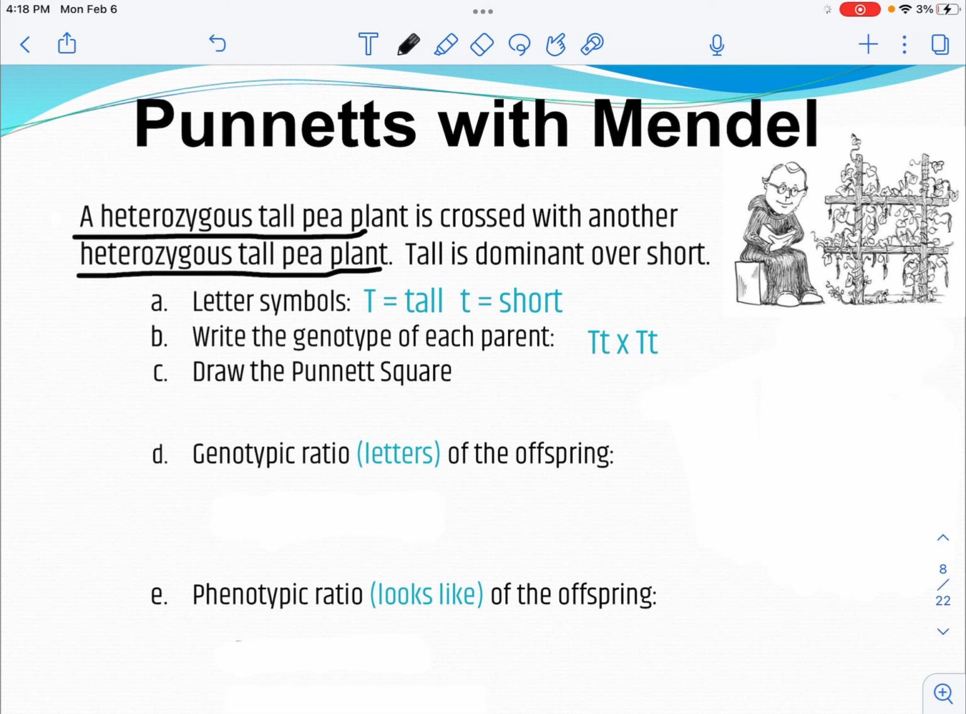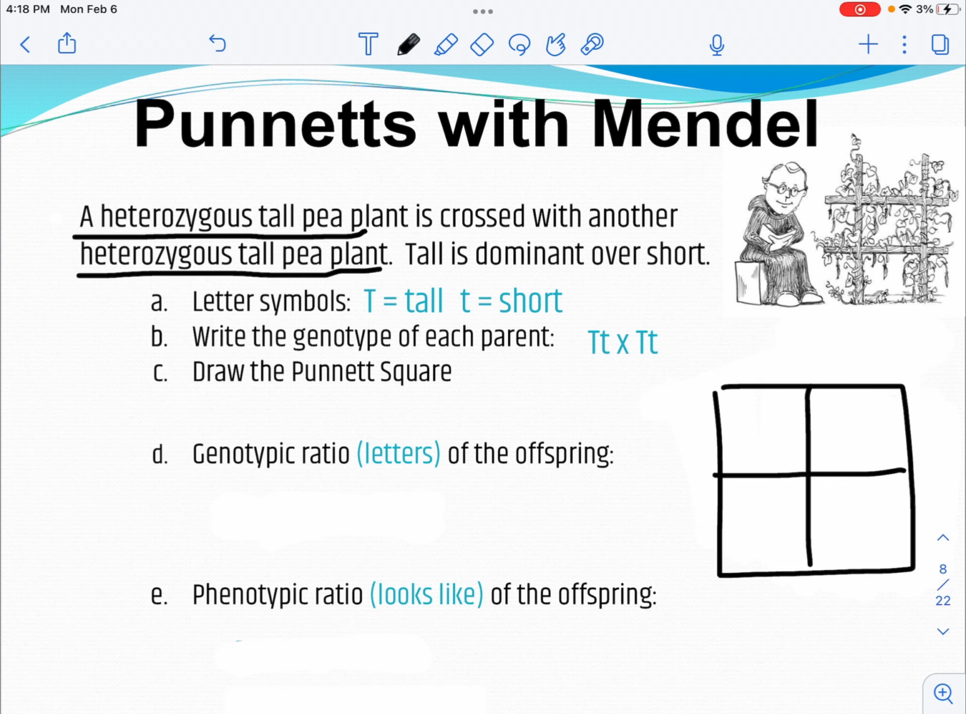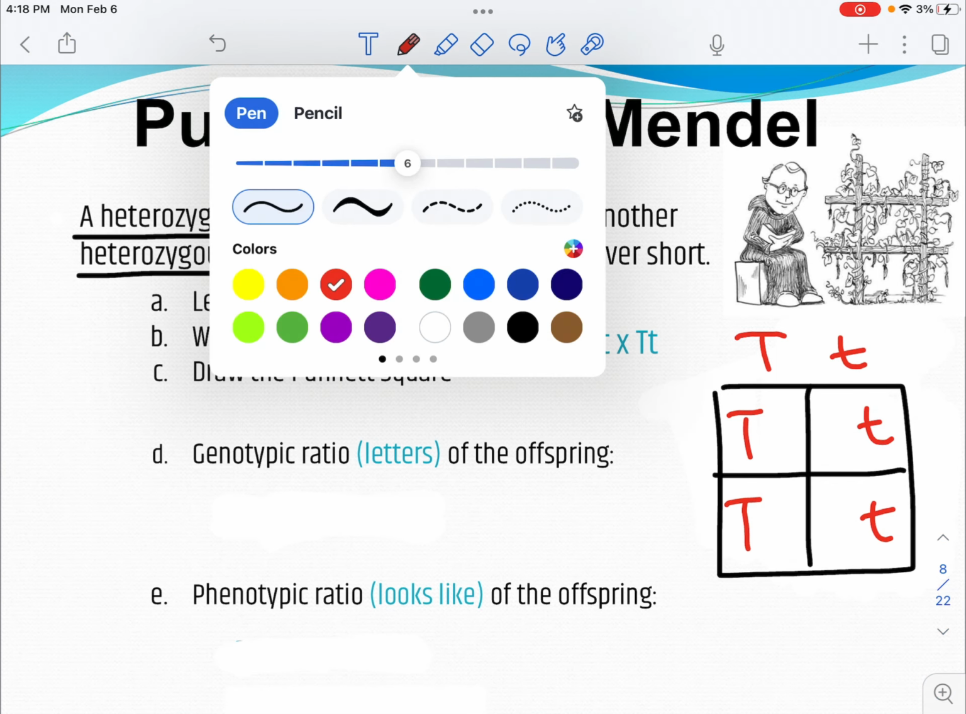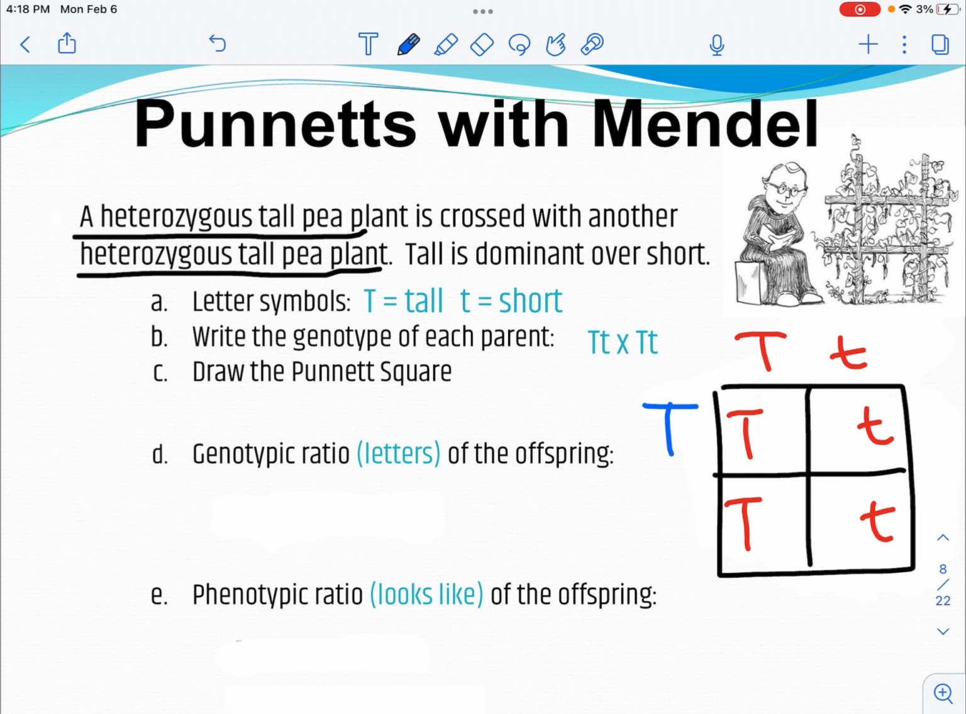Then we have to go in and draw our Punnett square. So let me draw that for you here. Let's put one parent on top, and for the sake of color here, I'm going to already bring those down. And let's do our other parent on the side. I'm going to bring those over.